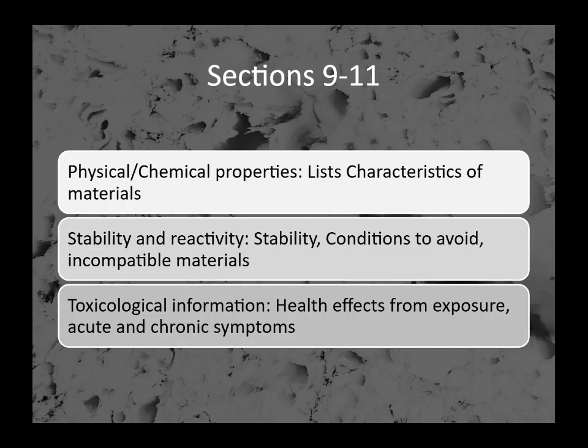Section 10. Stability and Reactivity. This section describes the reactivity hazards of the chemical and the chemical stability information. It specifies conditions to avoid, such as static discharge or temperature extremes, and lists materials with which the chemical is incompatible. It also indicates whether the chemical is stable and the possibility of hazardous reactions.